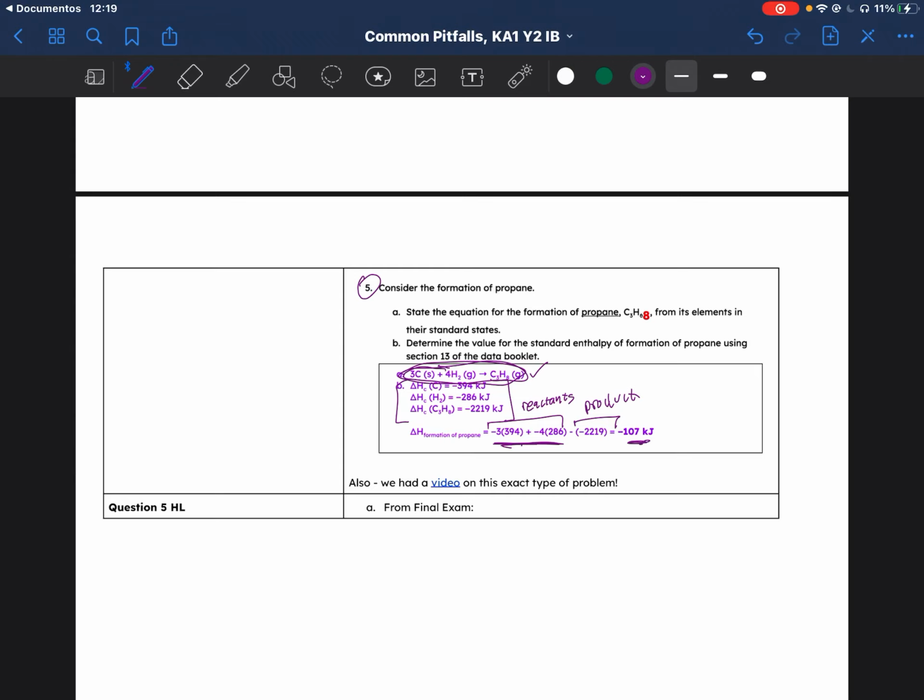The only difference on the test was this was not separated into A and B. You had to know that, of course, to find the enthalpy change for the formation of your molecule, which in our case was hexanoic acid, well, that meant that you had to actually write the formation of hexanoic acid.